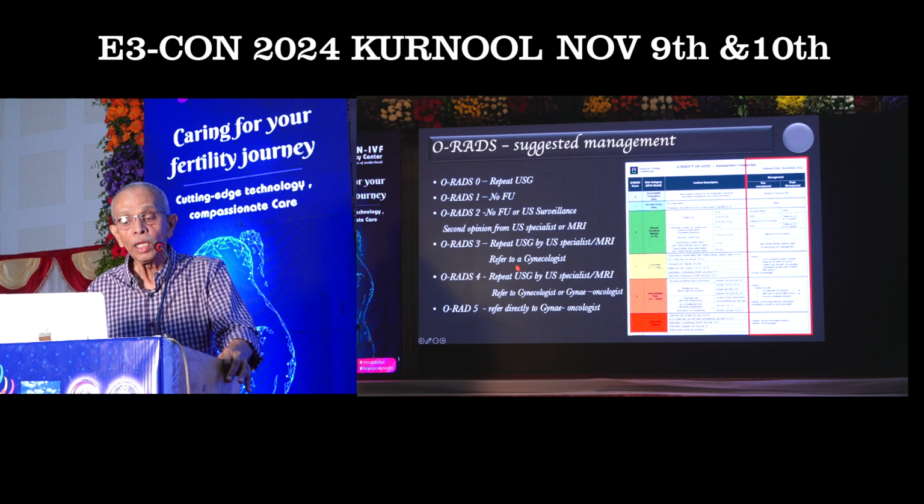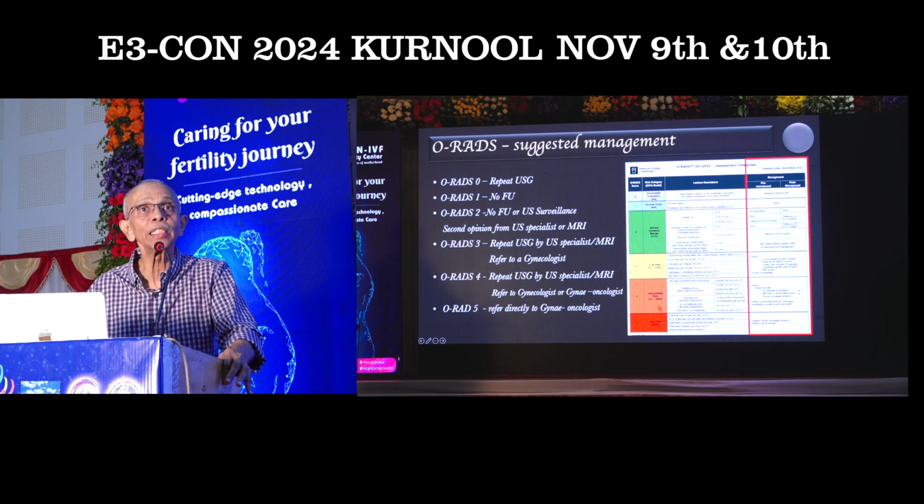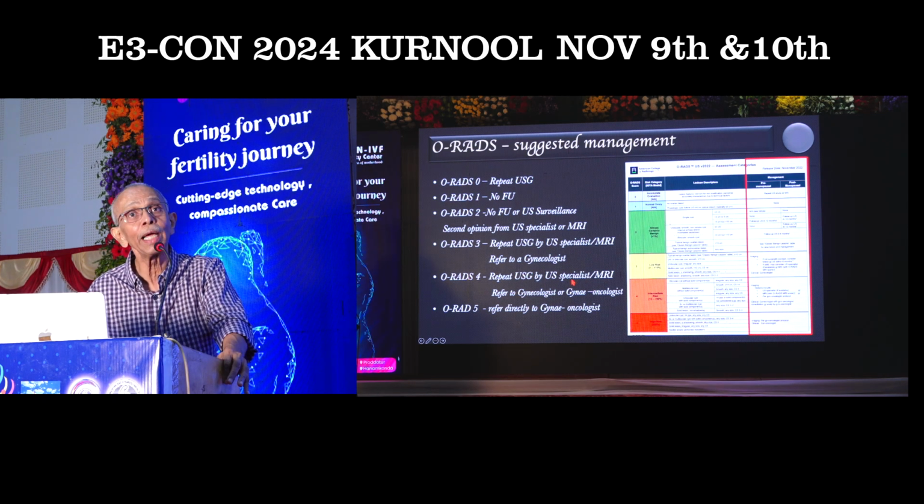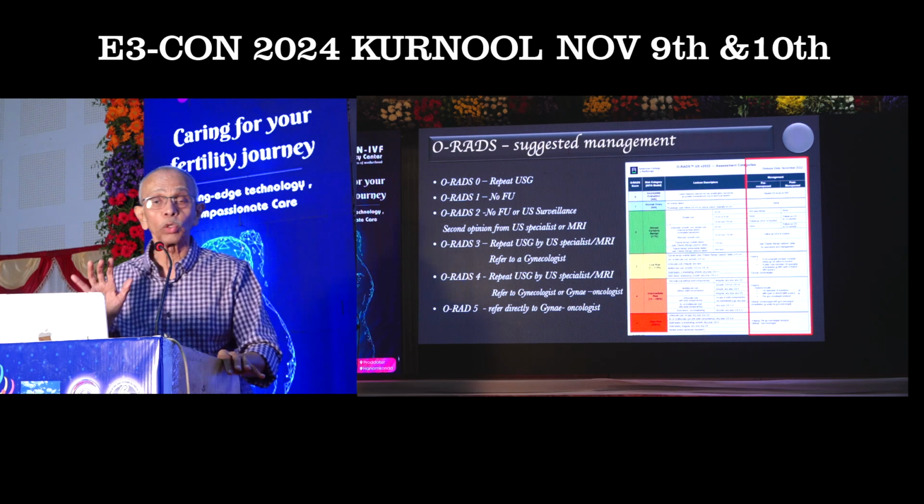Whenever there is O-RADS 3, the risk of malignancy is between 1 and 10%: repeat ultrasound examination by an ultrasound specialist or an MRI, and refer to a gynecologist. If it is O-RADS score 4, when you have a risk of malignancy between 10 and 50%, in that situation refer the patient to an ultrasound specialist or do an MRI, or refer to a gynecologist or a gynec oncologist. So these are the patterns.